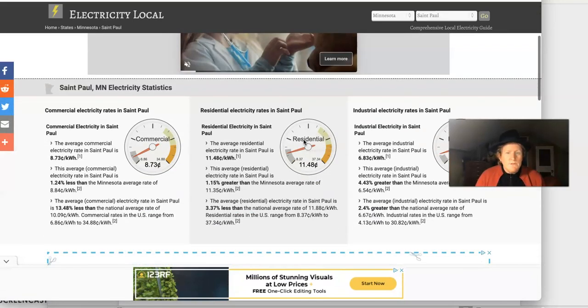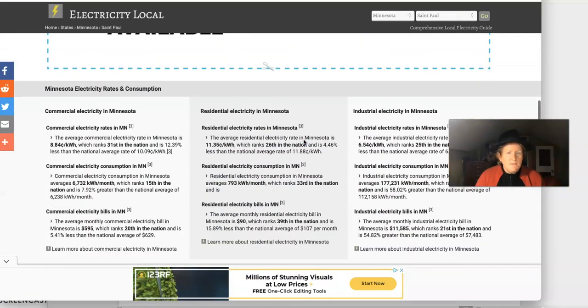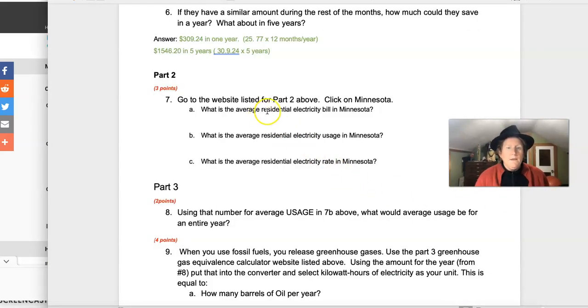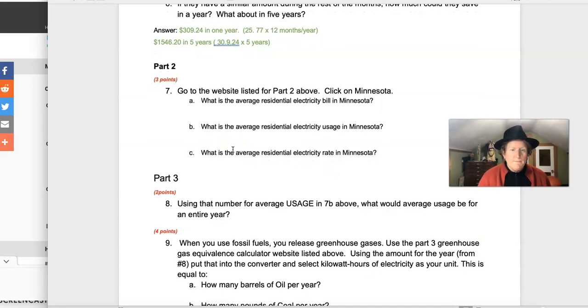And that's going to give us the electricity usage. We're going to want to scroll down here past all the ads. So here you can see the residential electricity rates in Minnesota, residential electricity consumption or usage in Minnesota, and the average monthly electrical bill in Minnesota. So for the average electricity bill, the usage, and the rate, you can go to that Part 2 website.